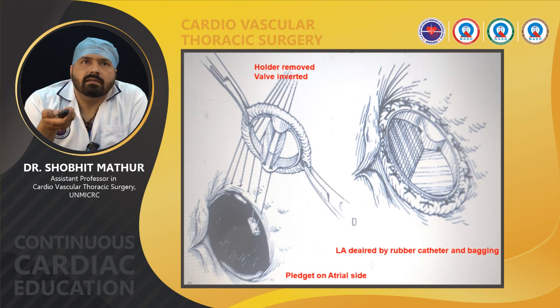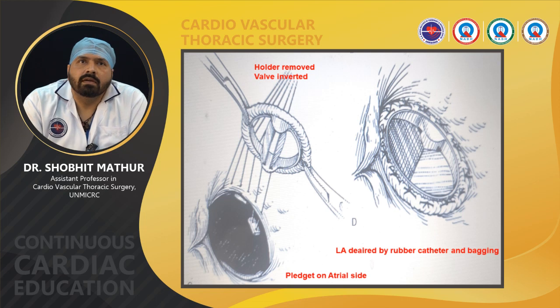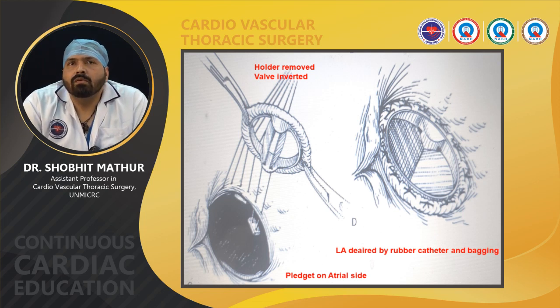So after excising the valve tissue, we have to size the valve, and after sizing we have to remove the holder of the valve. After removal of the holder, we have to invert the valve and hold it by hemostats. This diagram clearly shows that the holder has been removed and the valve has been held by the hemostat by the assistant, and the sutures are to be taken in such a fashion that the pledgets are to be kept on the atrial side.